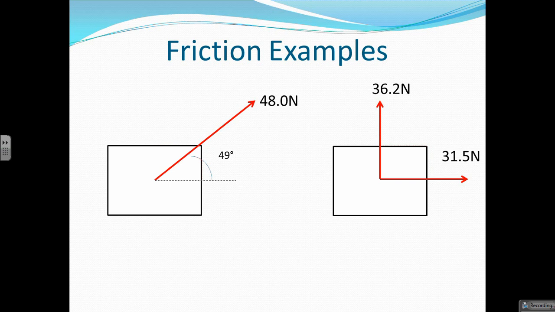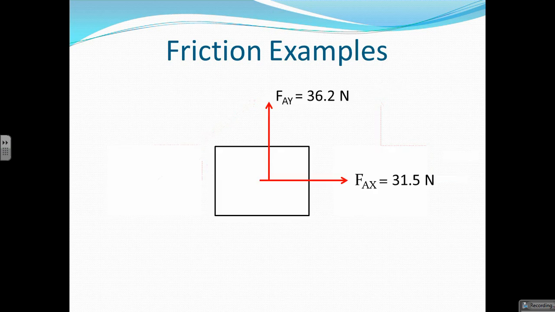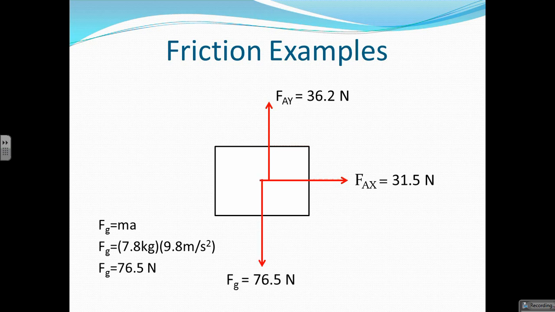Remember, all components on a free body diagram must be acting parallel or perpendicular to the plane of motion. So, moving on from here, we have our two applied forces split into their vectors. We have other forces that are in play here. We have gravitational force acting on the object. This object has a mass of 7.8 kilograms, and the acceleration due to gravity is pulling down on this mass at 9.8 meters per second squared. This allows us to calculate the force of gravity acting on this object, and that is 76.5 newtons, pointing downwards.